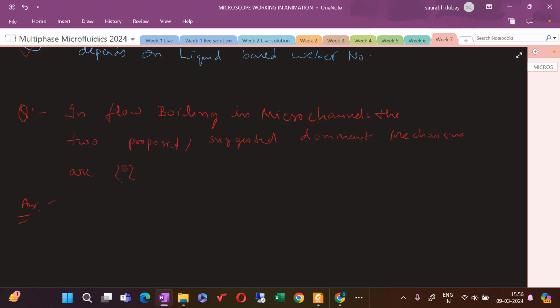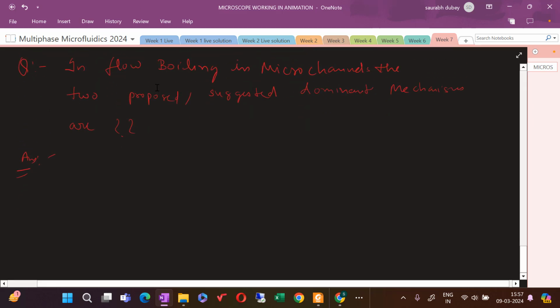If you remember, there has been discussion that the dominant mechanism of flow boiling in a microchannel is the nucleate boiling. Others suggested that not nucleate boiling, but the evaporation or the convective boiling, or the thin film evaporation that occurs in the slug flow, is the dominant mechanism of the boiling. So there are two conversations about the same.